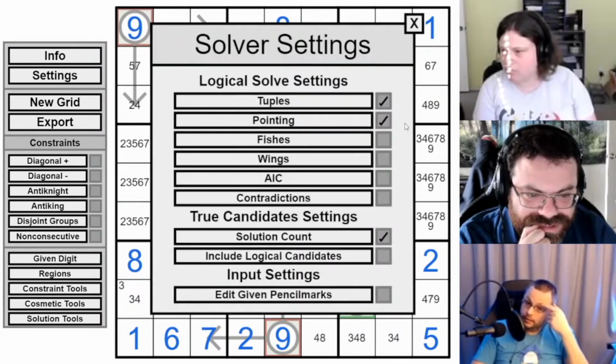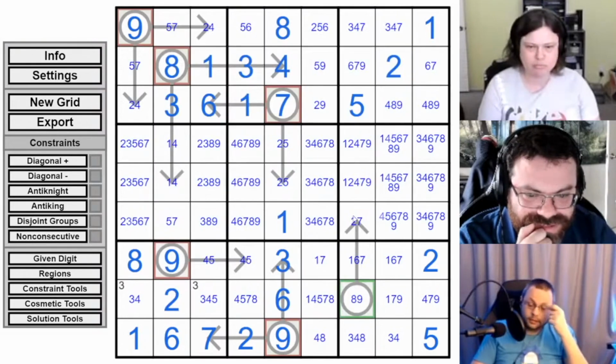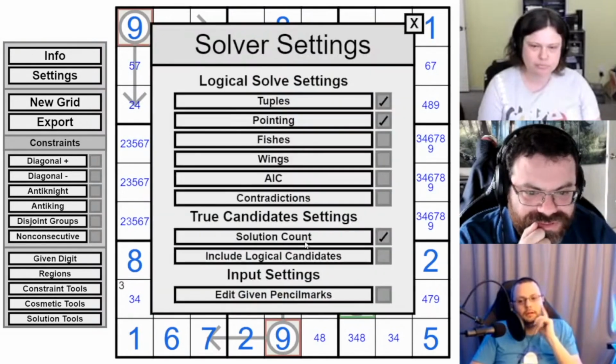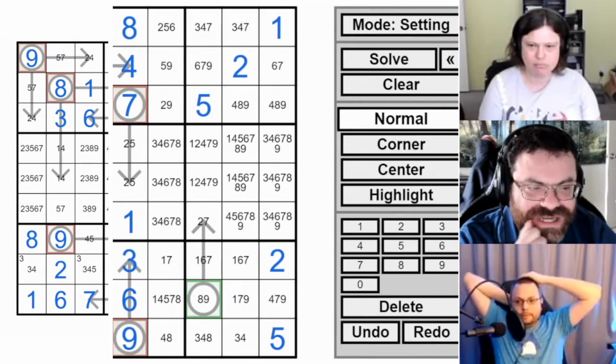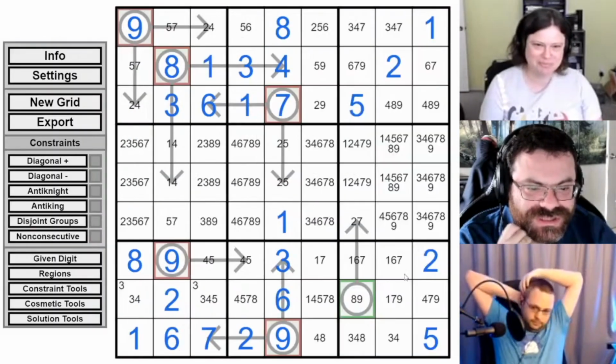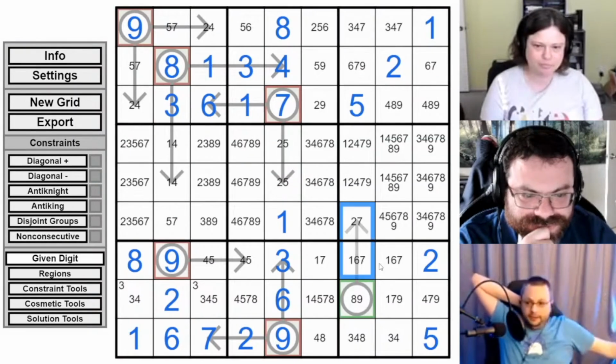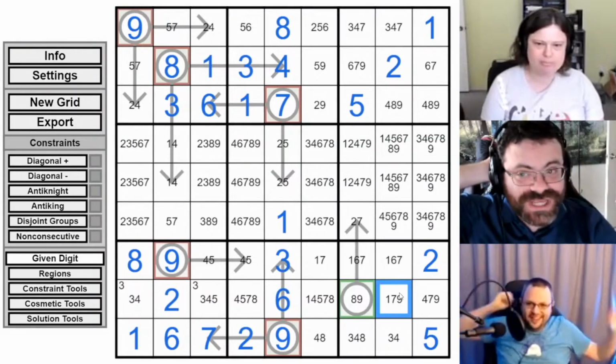So if I turn on solution count at this point. The other thing we can do is literally count the solutions. We're down to 684, so we're pretty restricted at this point. Close enough to unique. Publish it. Only 684 solutions.